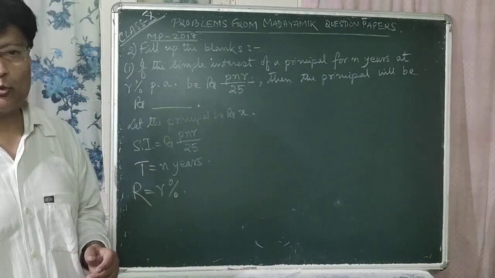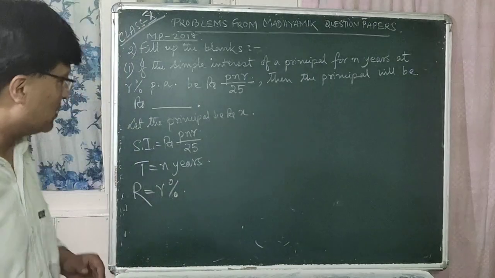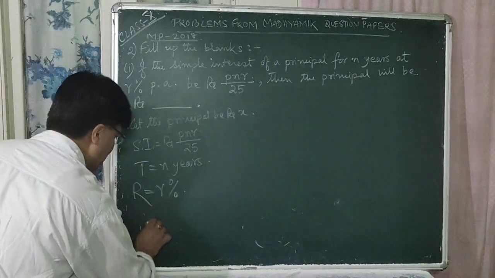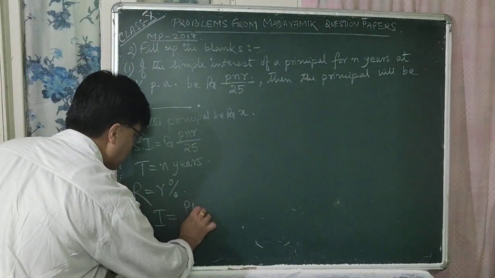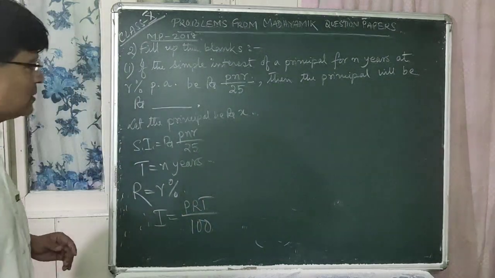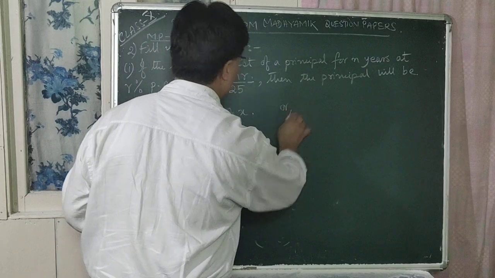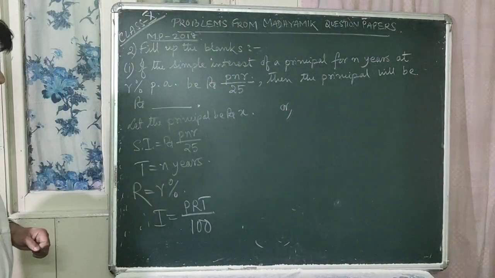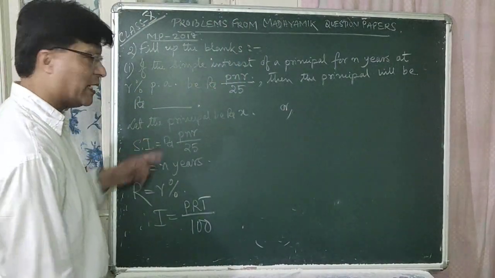So you have to find out the principal. We know the formula for simple interest. It is PRT upon 100, right? So what is the interest in this case? PNR by 25.